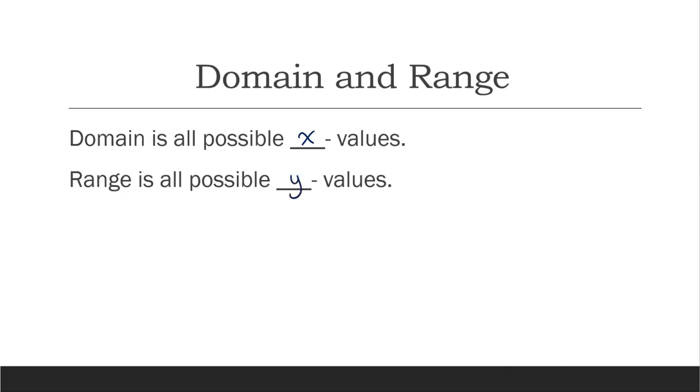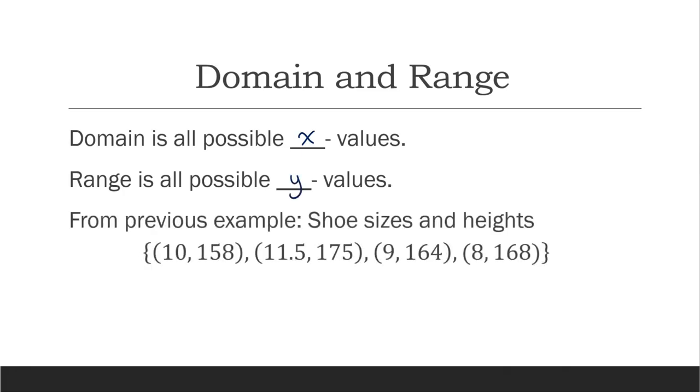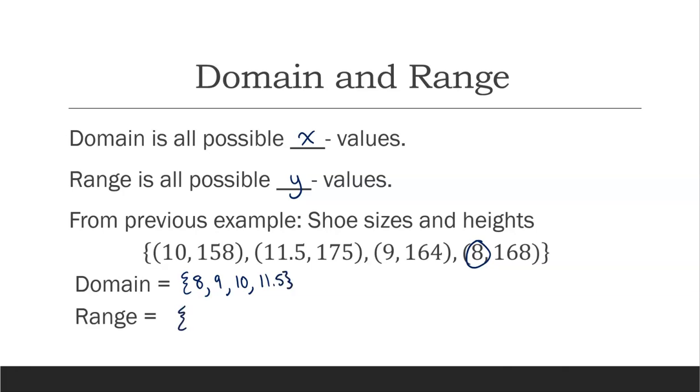What are domain and range? Domain is all the possible x values, and range is all the possible y values. If we go back to the example we just looked at, we can see that the domain is all the x values. We start with the smallest one, that's why I circled the 8 there, and we work our way up to the largest one. We always put them in order.